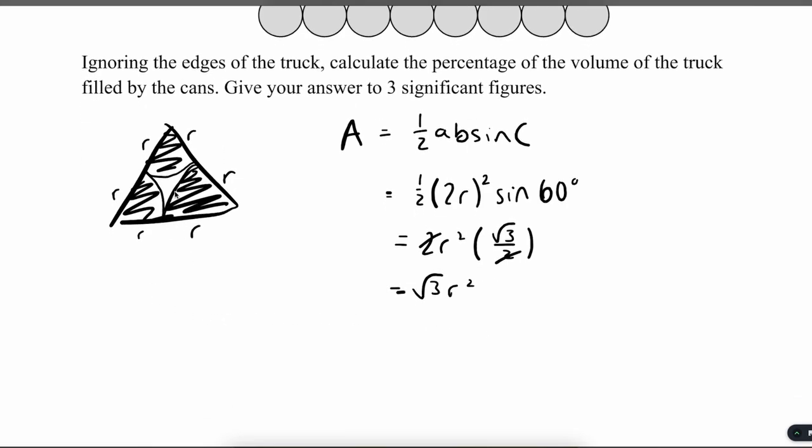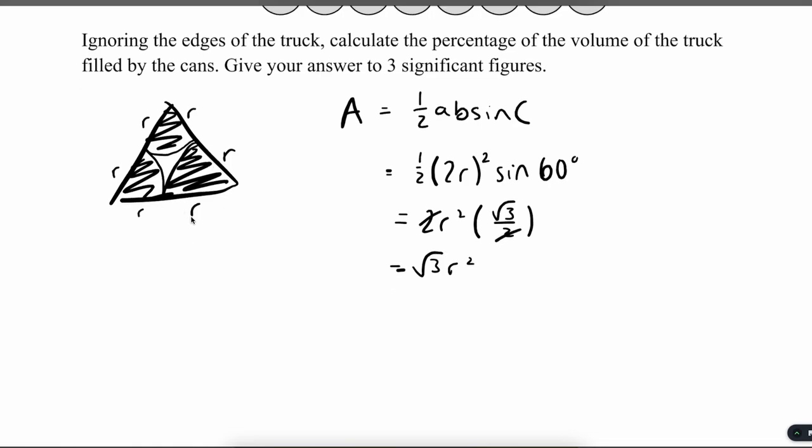And now for the area of the circles, well, you could do it all separately to get the area of 3 separate sectors. However, what I like to do is group these all into one sector, because we know this is 60 degrees. We know that's R. We've got another one, 60 degrees, also R, and a third one, 60 degrees, and that's also R.